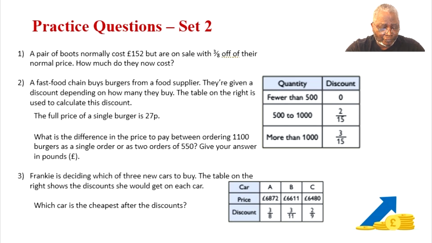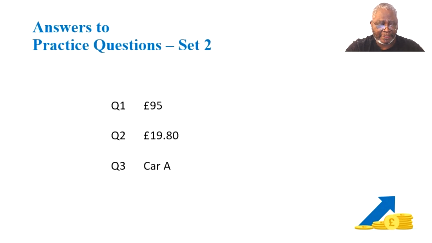Question 3. Frankie is deciding which of 3 new cars to buy. The table on the right shows the discounts she would get on each car. Again, you have car A, car B and car C, and then you see the different prices there, and then you see the discounts. All you have to do is decide which car is the cheapest after the discounts. And there you have your answers. Question 1, £95. Question 2, £19.80. And question 3, car A.